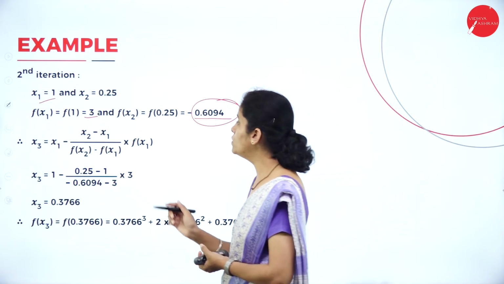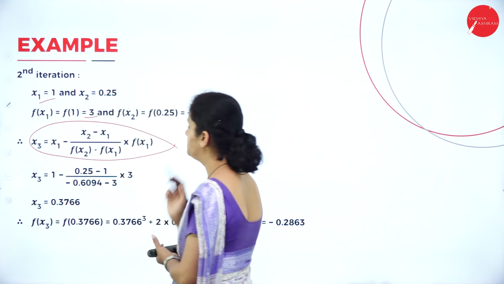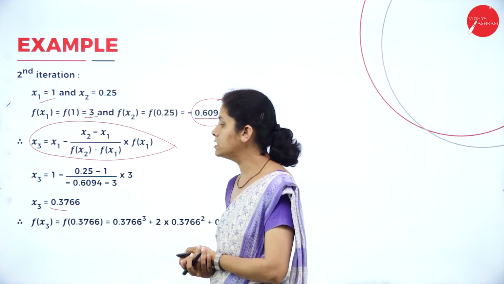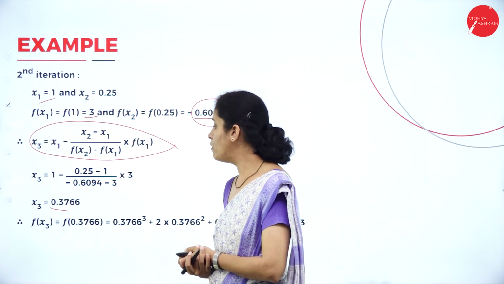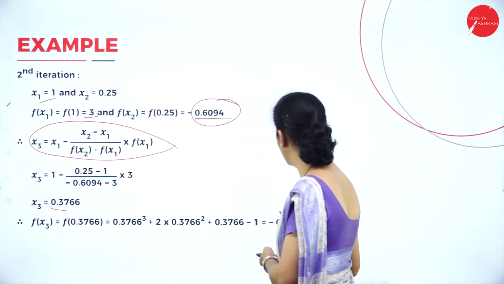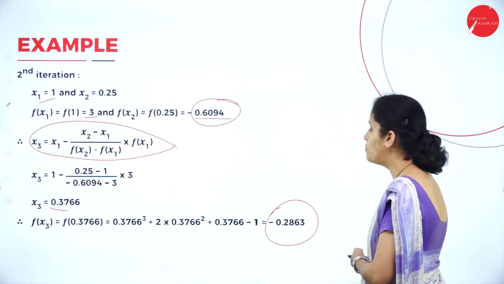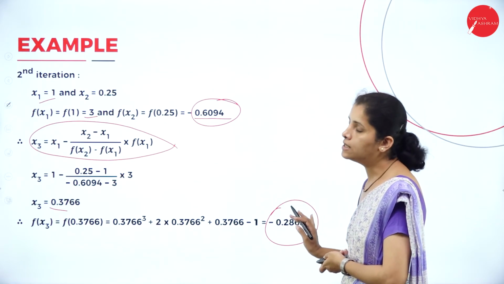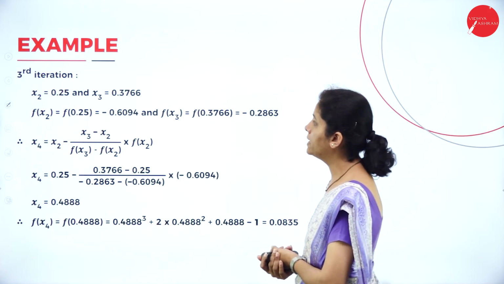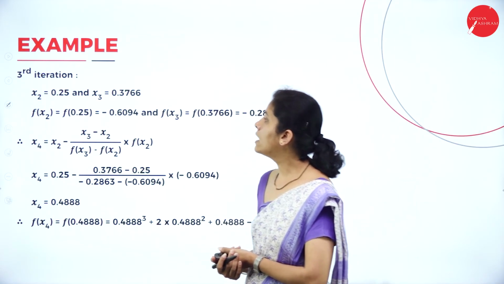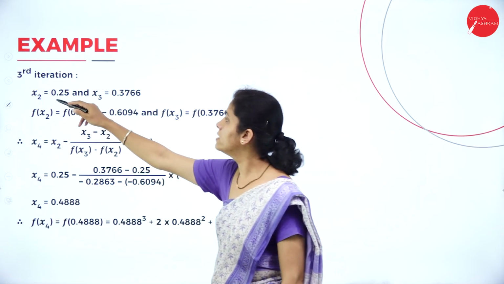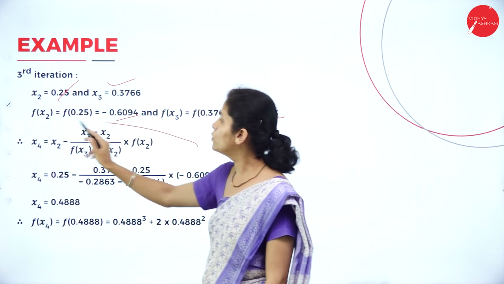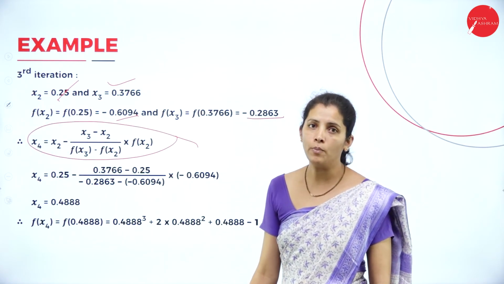So I'm going to substitute the values here. After substituting, I'll get 0.3766. And if I take f of x3, I'm going to get the answer minus 0.2863. Now, I want to consider only x2 and x3 in my next iteration. Here I have f of x2 and f of x3. Once again, I'm going to substitute all the values in this formula.